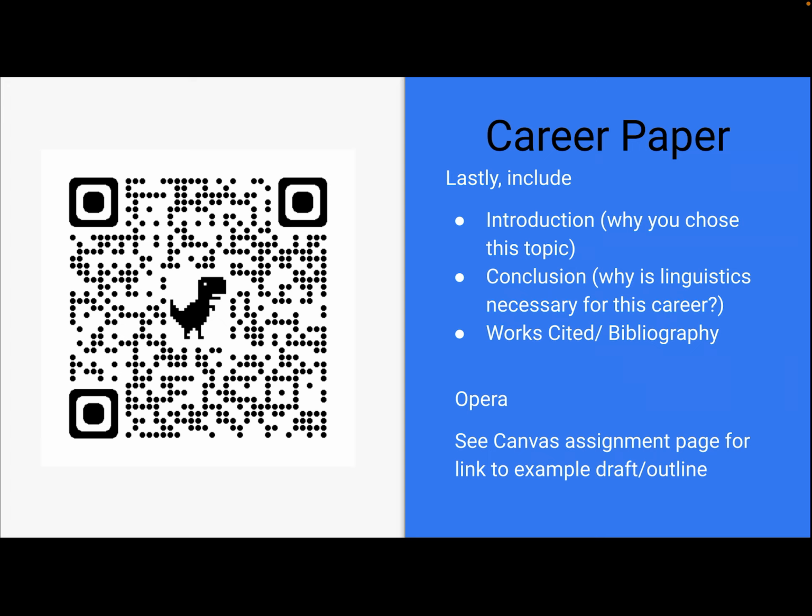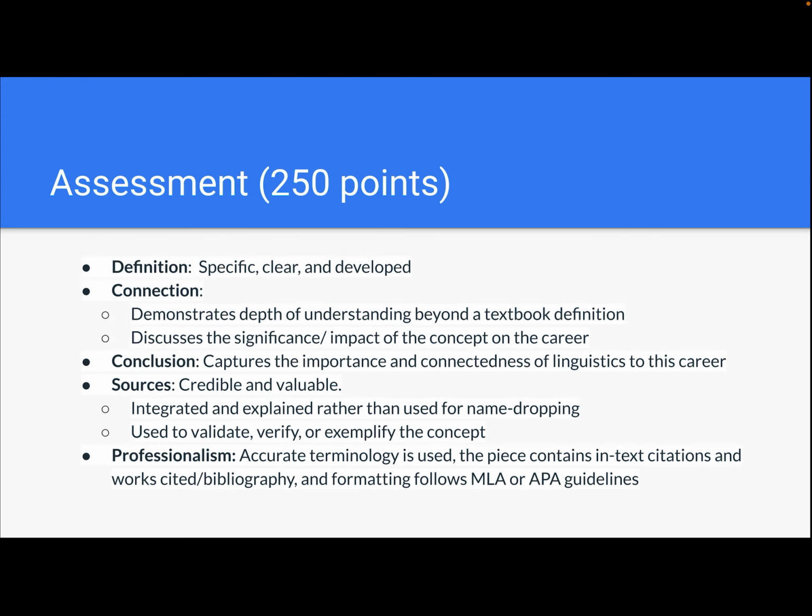Lastly, since you use sources, you will need a works cited or bibliography. You can use the Writing Center or Purdue OWL to learn about citations. If you want a visual, this QR code will take you to my opera singer paper draft. The link is also in the assignment page on Canvas.